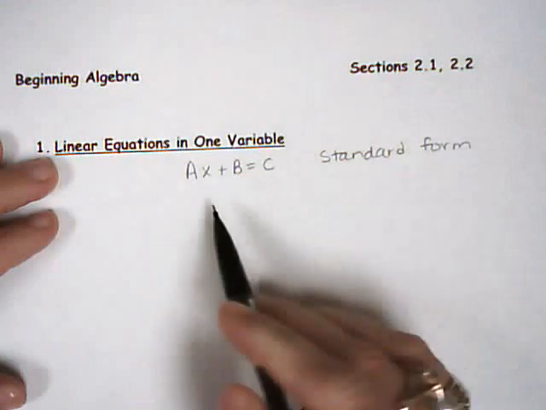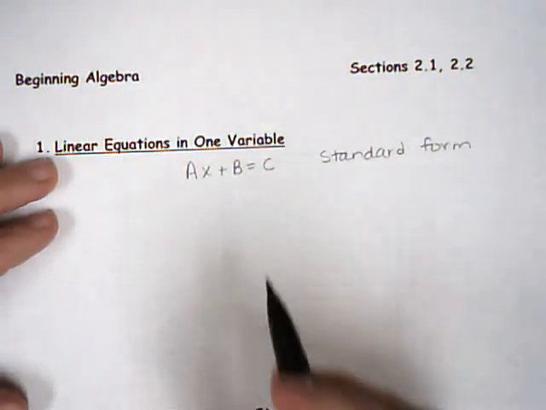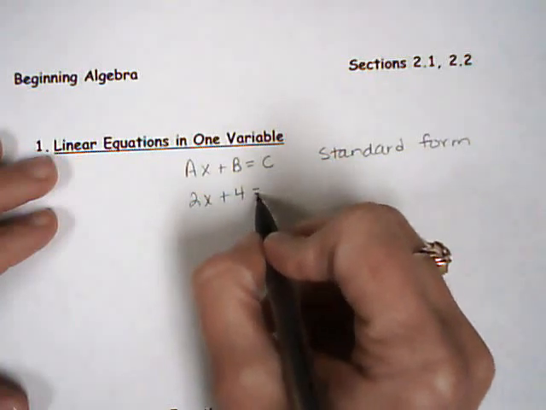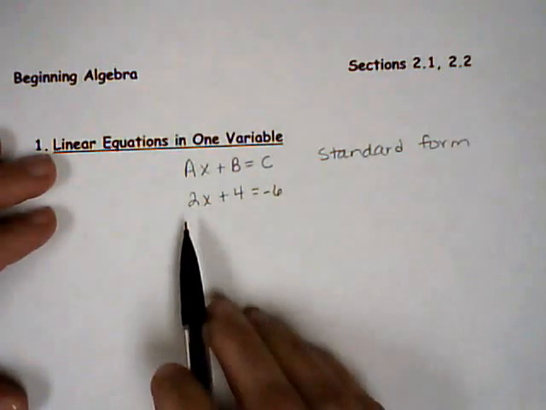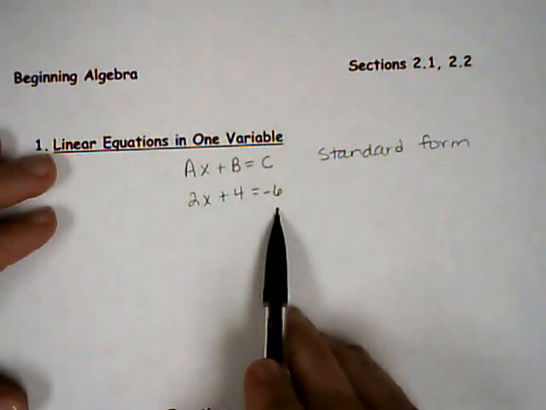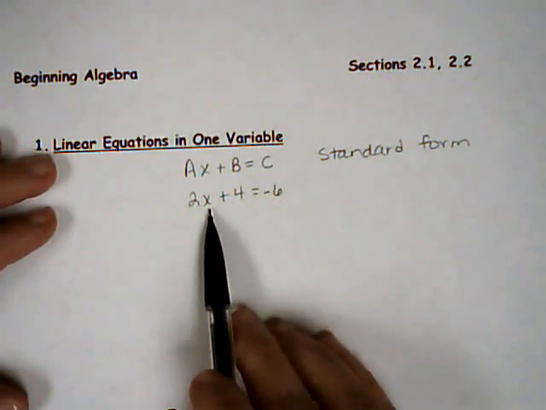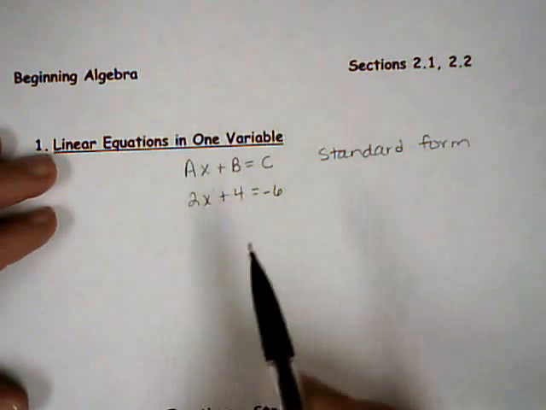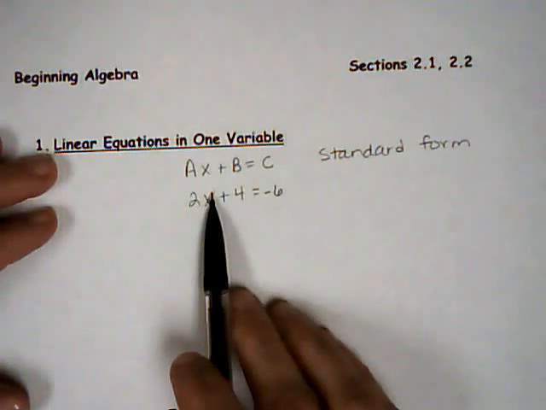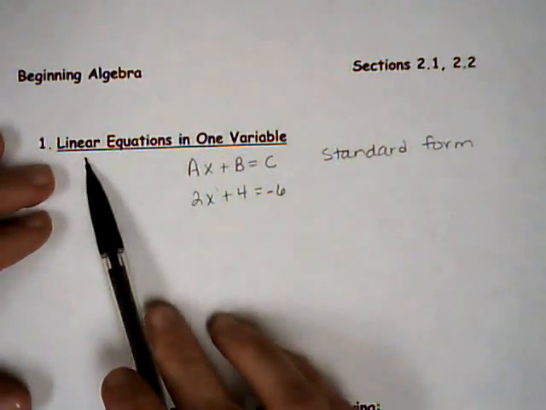A, B, and C just represent numbers. So this could be something like 2x plus 4 is equal to negative 6. So A would be 2, B would be 4, C would be negative 6. Okay, if you notice the variable that I have, x, the understood exponent is a 1. Any type of equation that has an exponent of 1 is what we call linear.